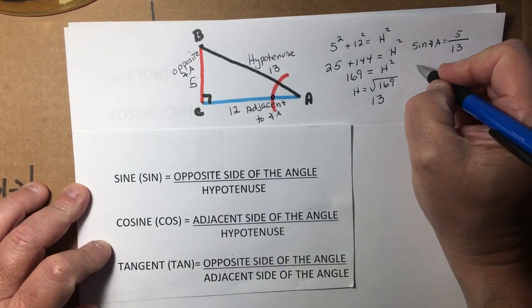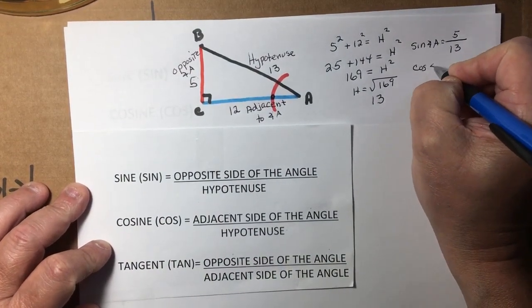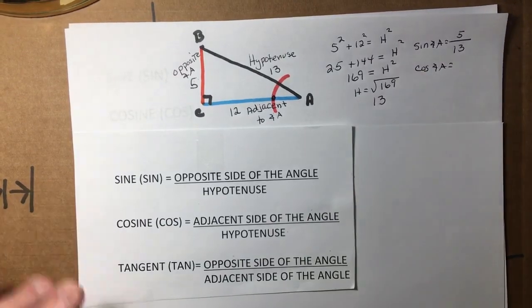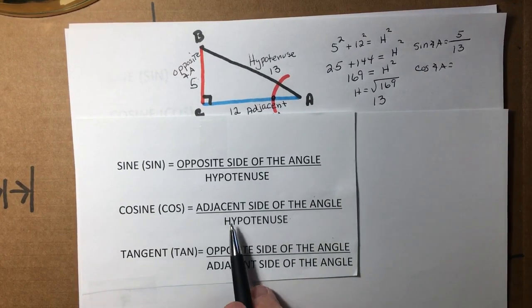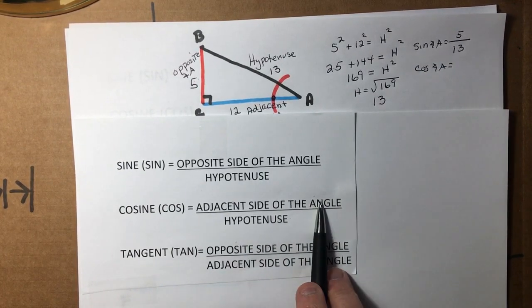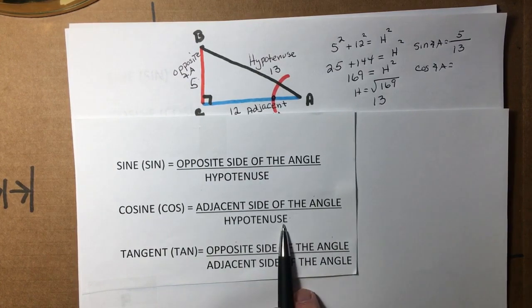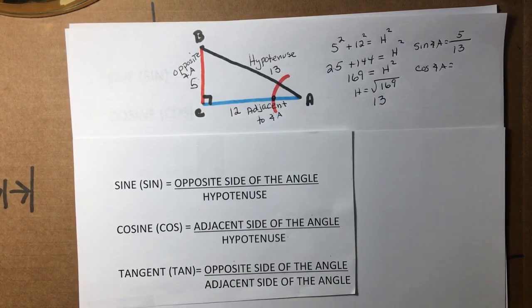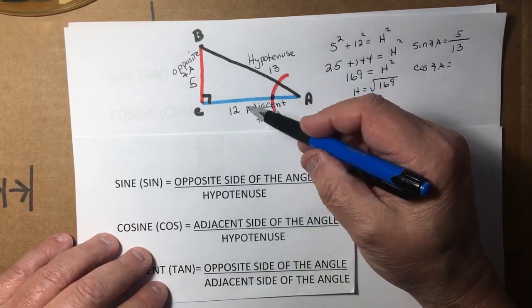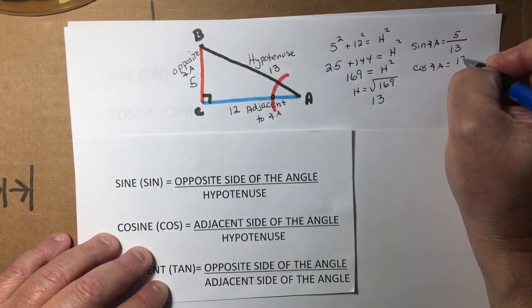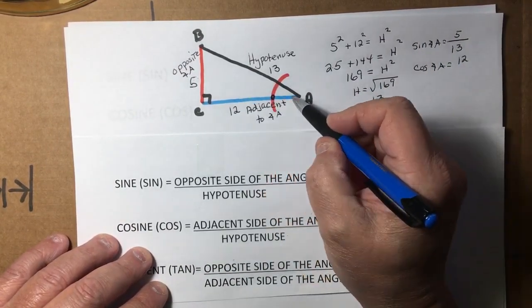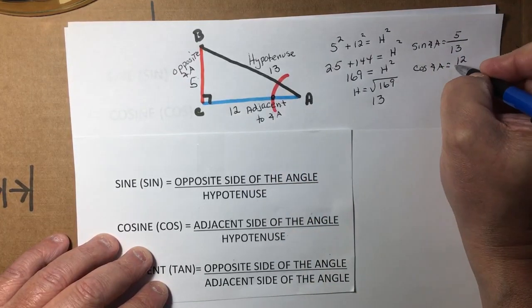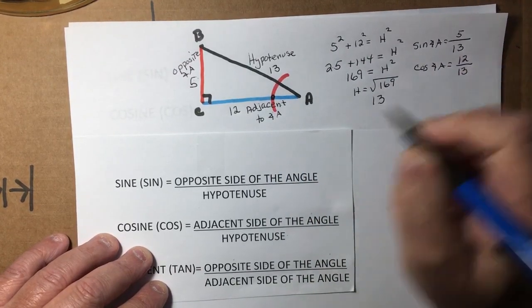Okay. The cosine of angle A, well, the definition of cosine is the adjacent side of the angle over the hypotenuse. Well, adjacent to angle A is 12. Remember, adjacent means the side that touches the angle, over the hypotenuse, 13.